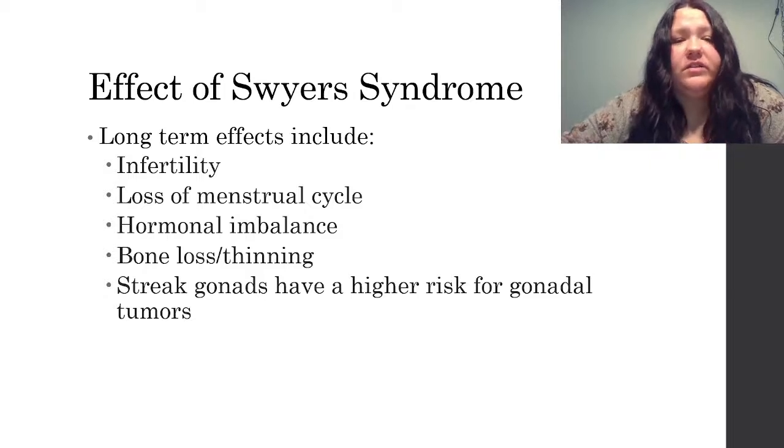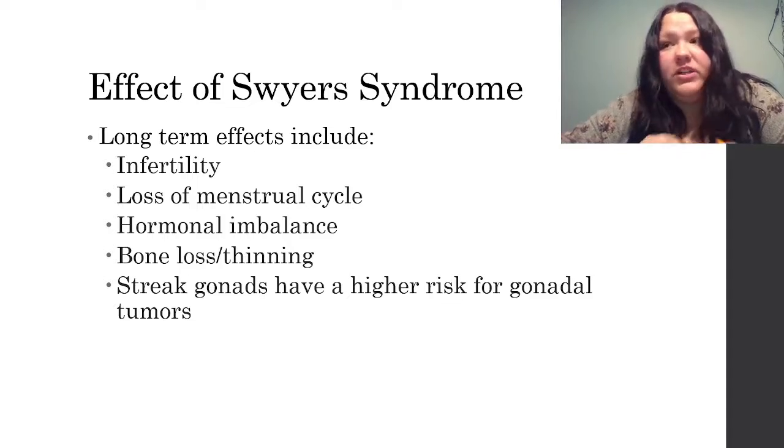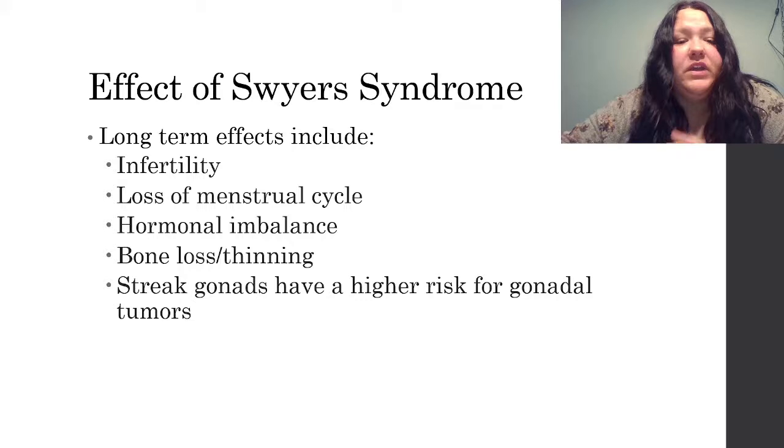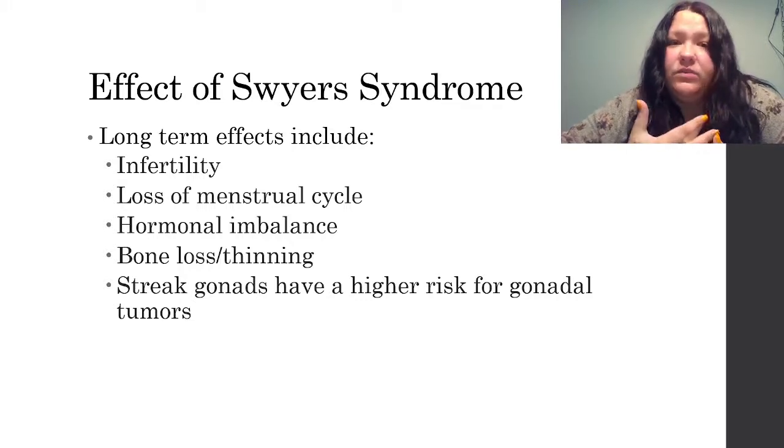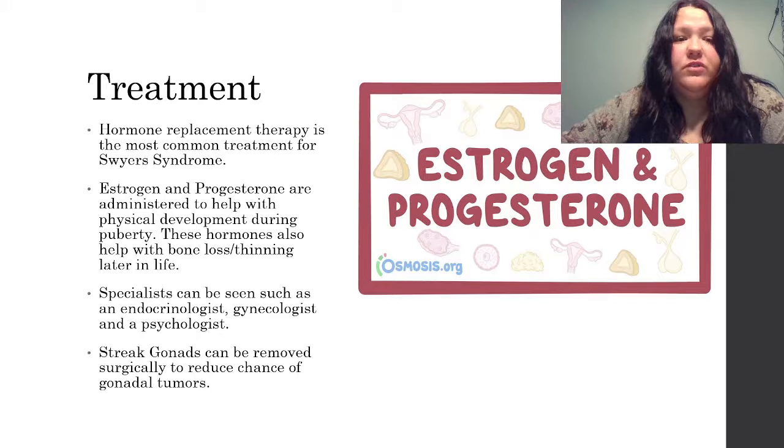The long-term effects of Swyer syndrome include infertility due to the lack of ovaries, loss of menstrual cycle due to the lack of ovaries, hormonal imbalance due to the ovaries not producing progesterone and estrogen, and bone loss and thinning. Those streak gonads that don't turn into ovaries or testes have a higher risk for gonadal tumors.